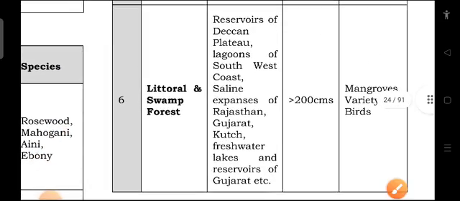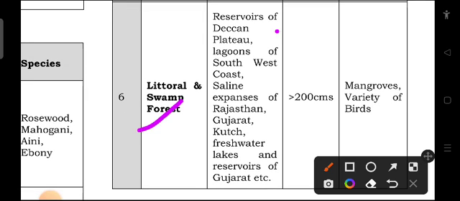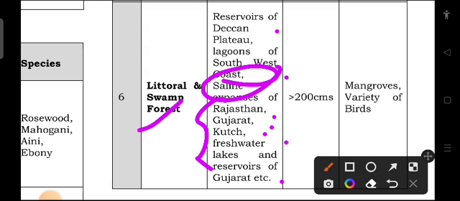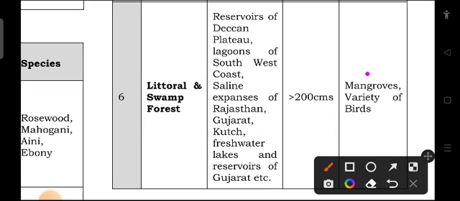And the next type of forest is littoral and swamp forest. They are the reservoirs of Deccan Plateau, lagoons of southwest coast, saline expanses of Rajasthan, Gujarat, Kutch, freshwater lakes and reservoirs of Gujarat. So these are the main reservoirs in the Deccan Plateau, and also the lagoon area, and also the saline area in Rajasthan and Gujarat states. So even they have rainfall of more than 200 centimeter, because they are mostly related to water reservoirs and saline kind of area, right? Mangroves are a type of littoral forest only, and the variety of birds.